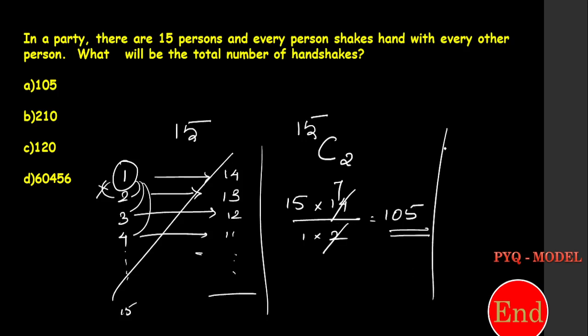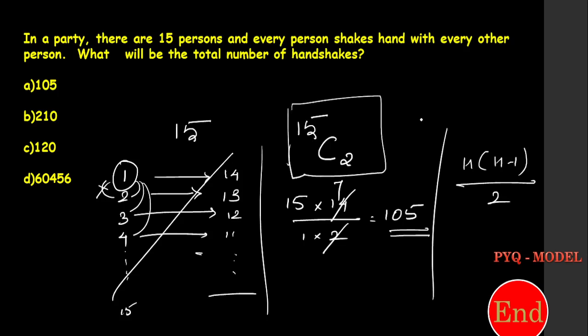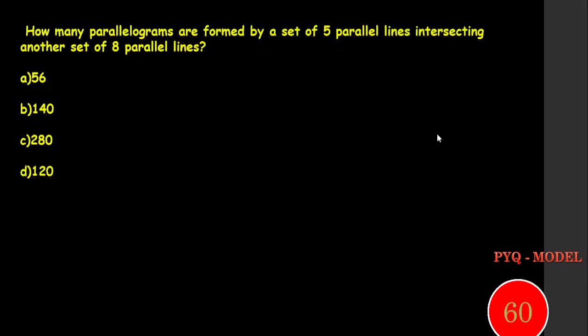And there is one more formula. That is n into n minus 1 divided by 2. You can use this formula also, but mostly you can use this combination. It will be very easy and understandable to get the answer. Let's start with the next question.